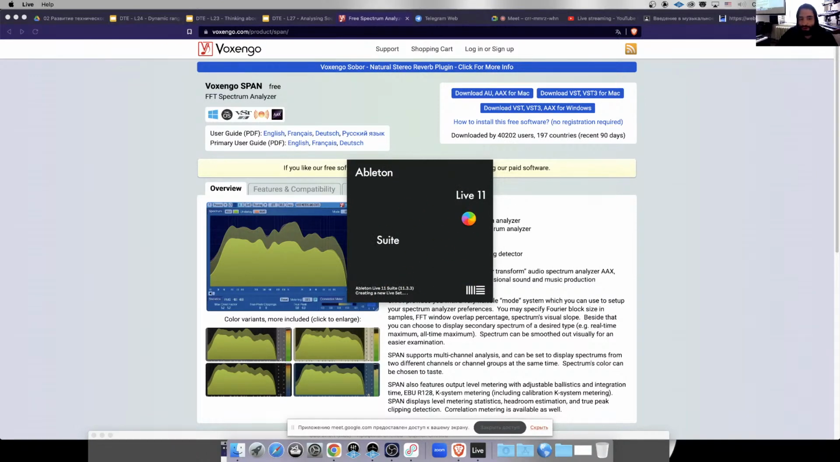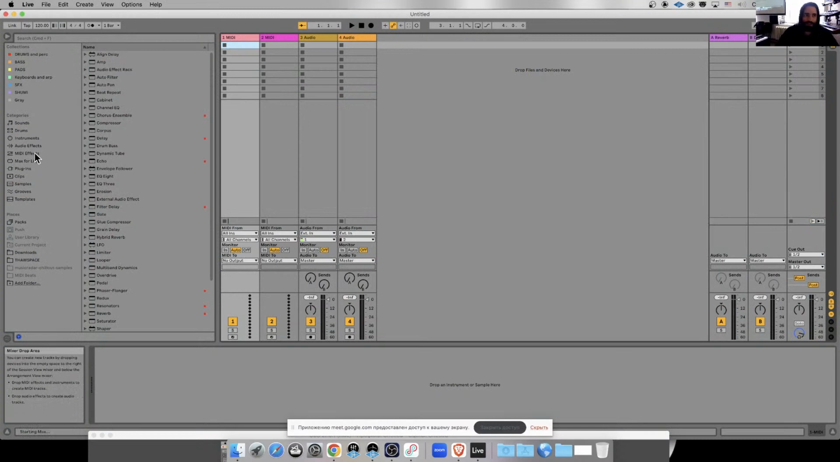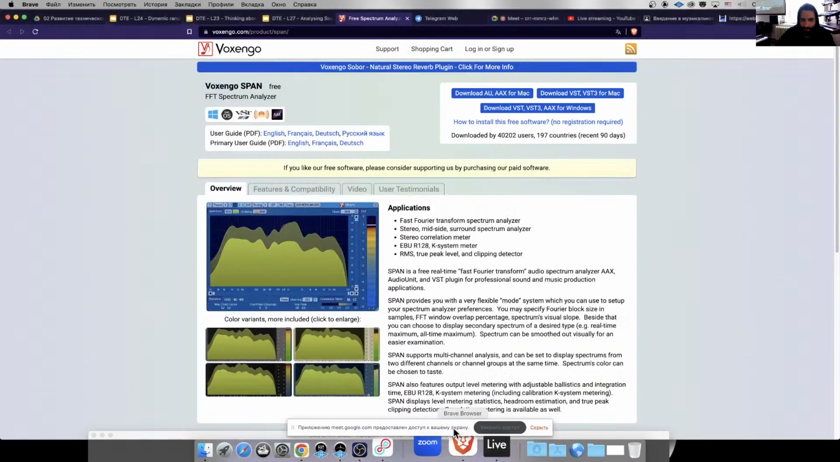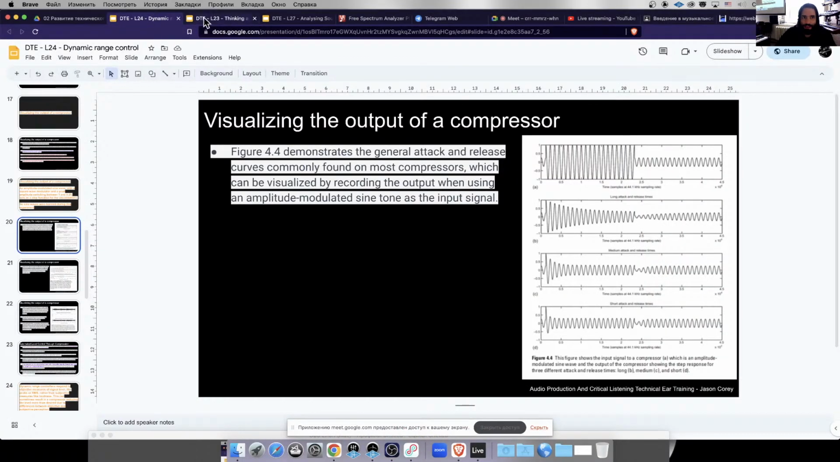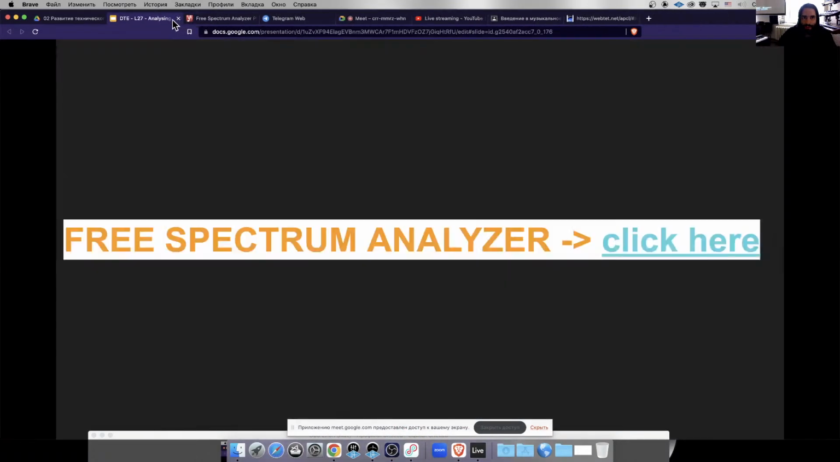Let's see. Why I recommend you to use this one, like I was saying, because it has a correlation meter. And a correlation meter is a pretty useful thing. I don't know how long it's going to take. Sometimes Ableton takes a bit to load. So let's leave it there loading, and let's go and continue.